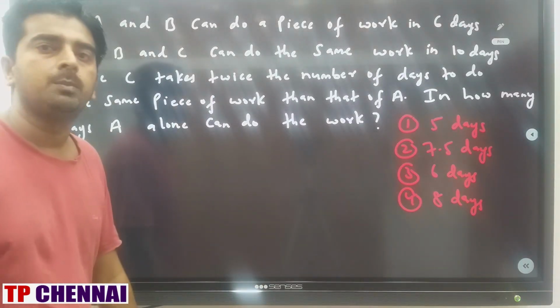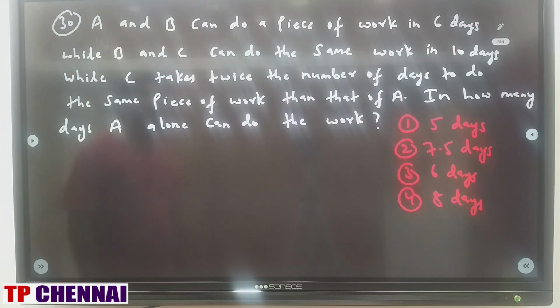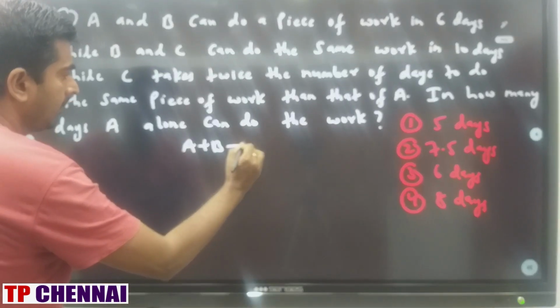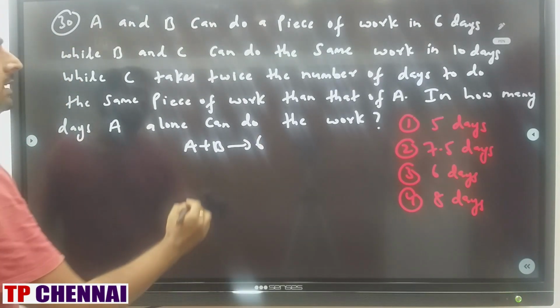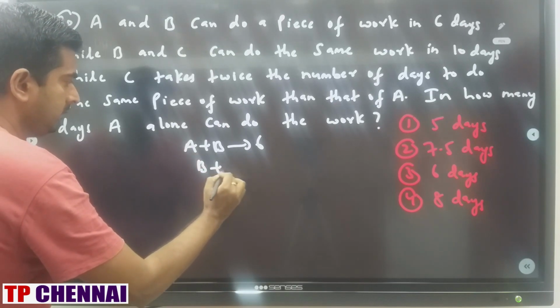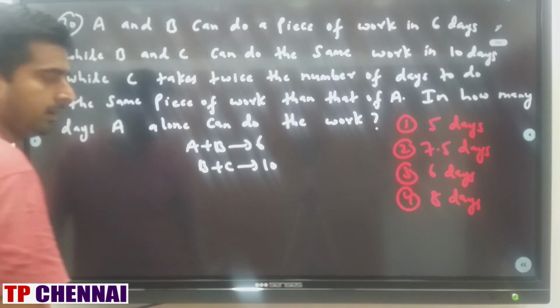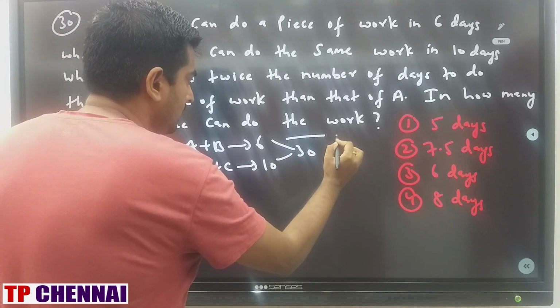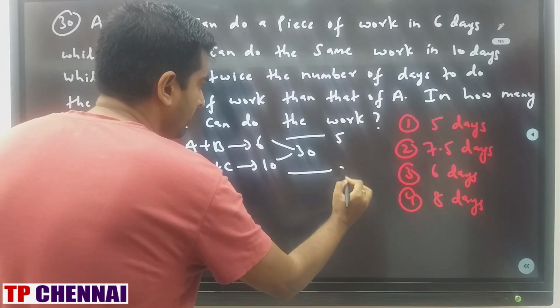So now we'll see question number 30. A and B can do a piece of work in 6 days, while B and C can do the same work in 10 days. While C takes twice the number of days to do the same piece of work than that of A. In how many days A alone can do the work, right? A and B can do a work in 6 days, B and C 10 days. Efficiency 30, this is 5, this is 3.